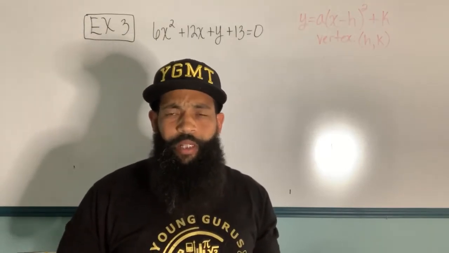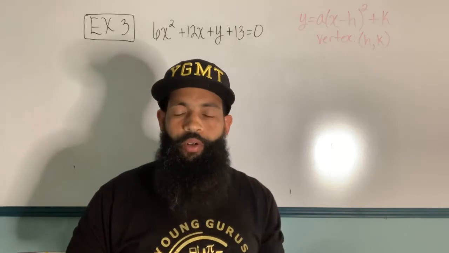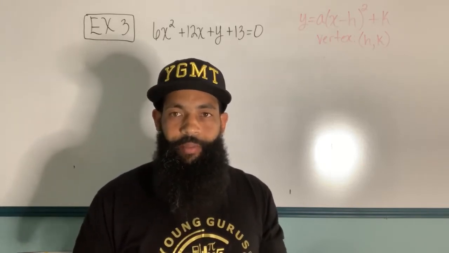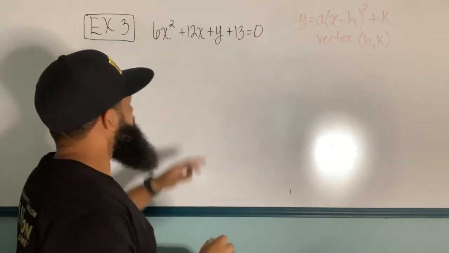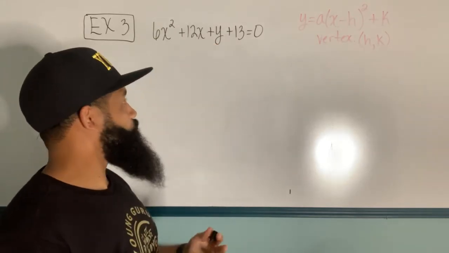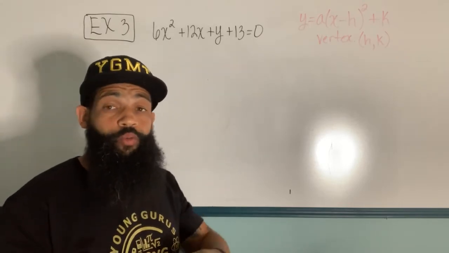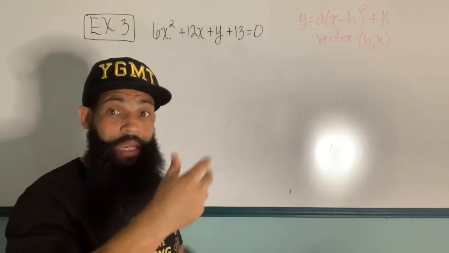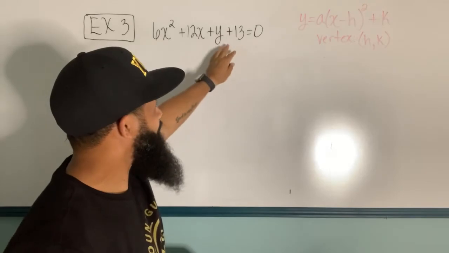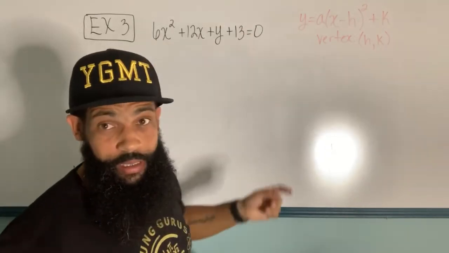Now this third example is going to be a little different. A lot more tedious. Takes a little longer, but same concept. So in this case, notice it's set equal to 0. I have 6x squared plus 12x plus y plus 13 equals 0. Notice in the two previous examples, I had y equals. Okay, so we need to get y by itself.